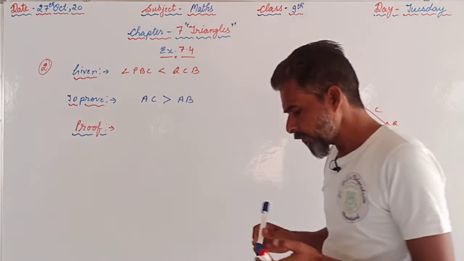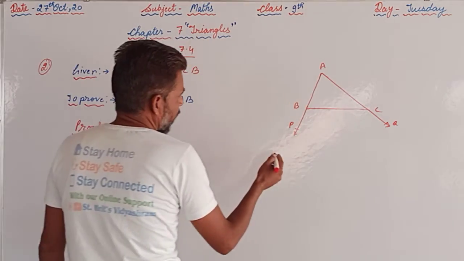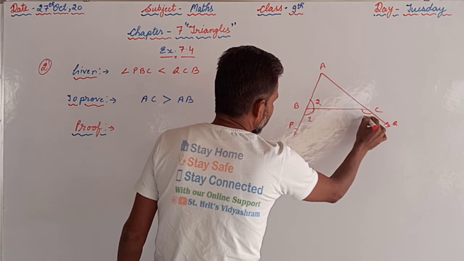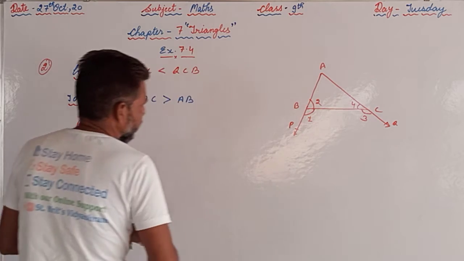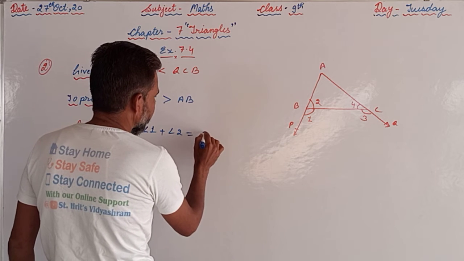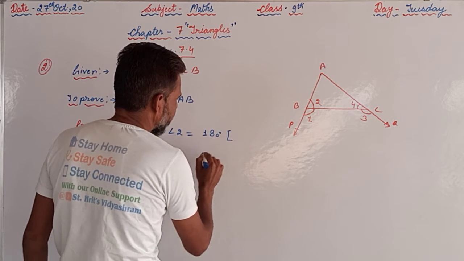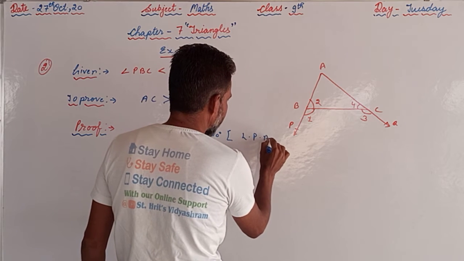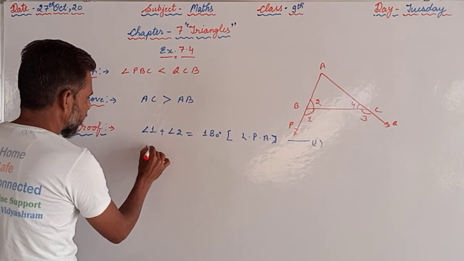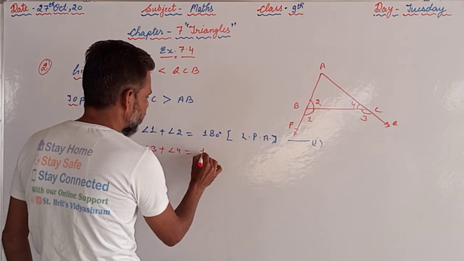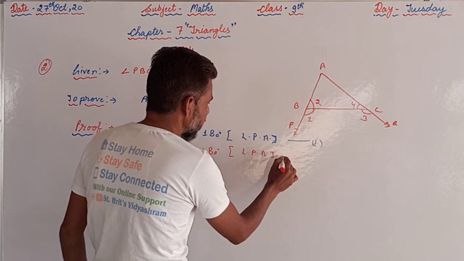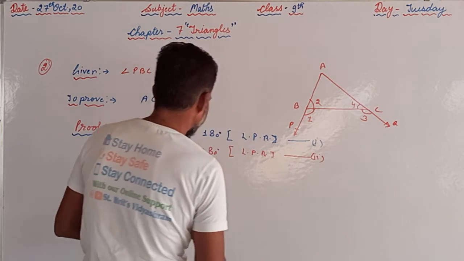Now angle 1, 2, 3, 4. So angle 1 plus angle 2 is equal to 180 degrees. Why? Linear pair angles, and that is equation 1. At the same time, angle 3 plus angle 4 is equal to 180 degrees. For the same reason, linear pair angles, and that is equation 2.